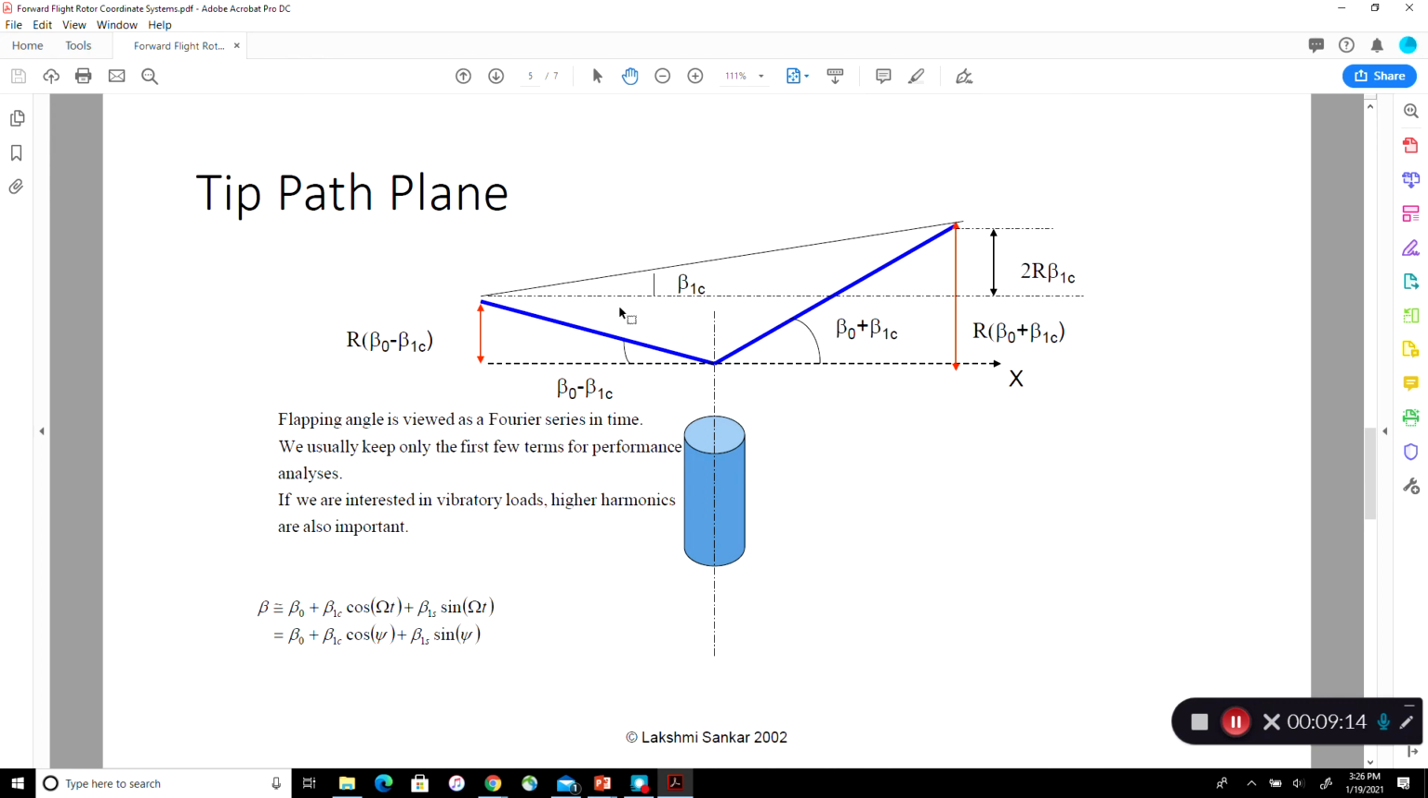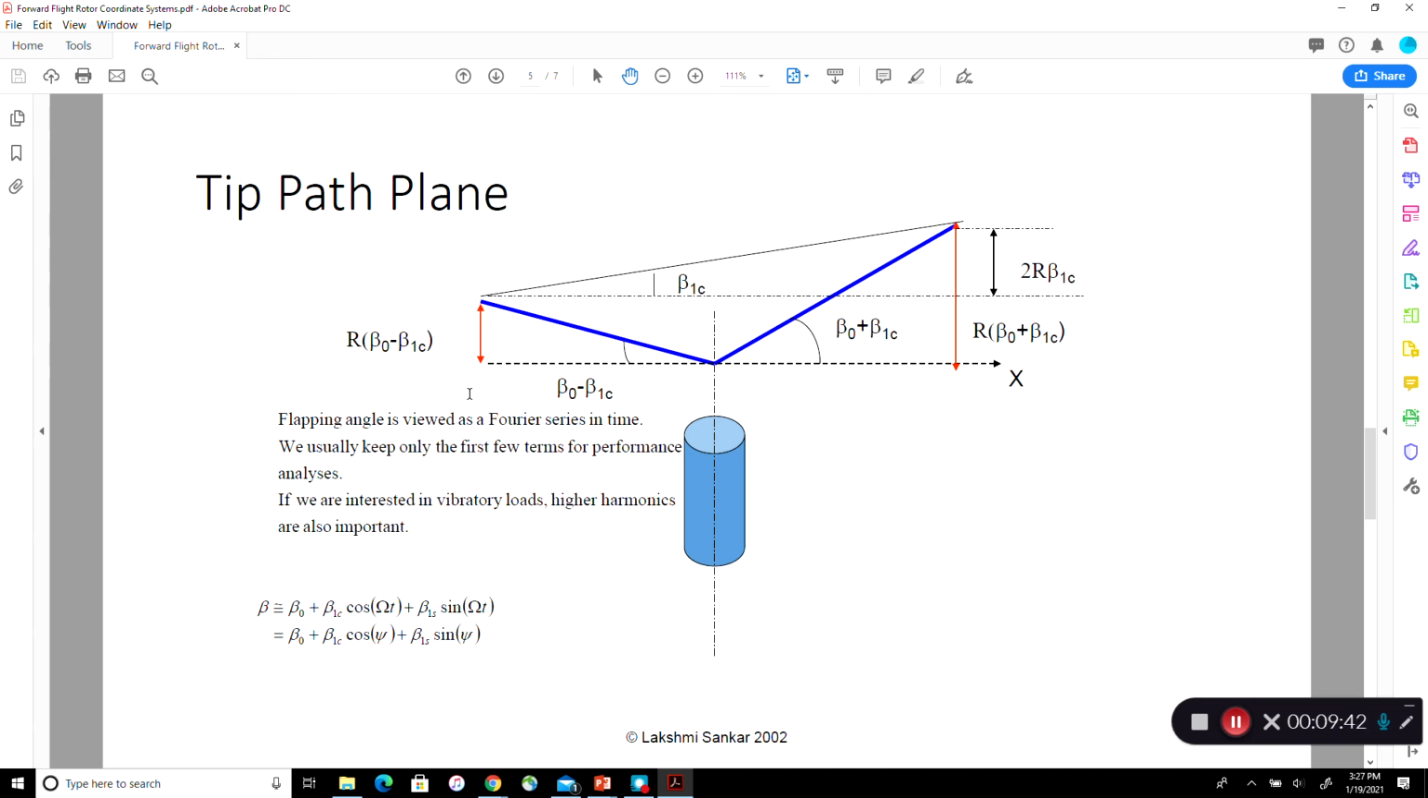So what this tells us is that the shaft plane and the tip path plane will have an included angle equal to beta 1c when we are viewing it from the side of the helicopter. This is behind the pilot. This is in front of the pilot. We are looking at the helicopter from the pilot's left. Okay, so that's what's going on. This is how the tip path plane will look from the side.